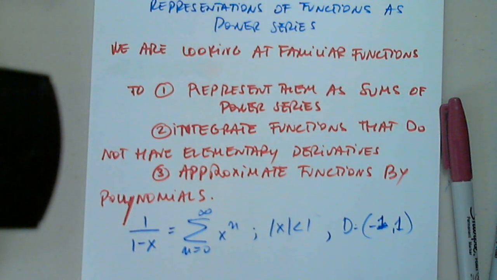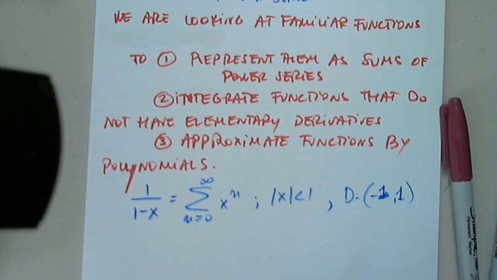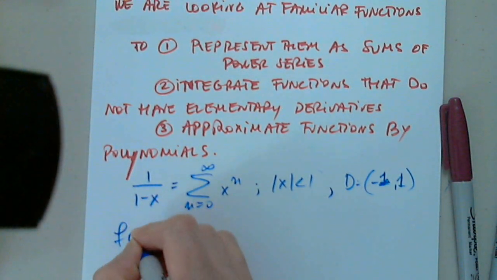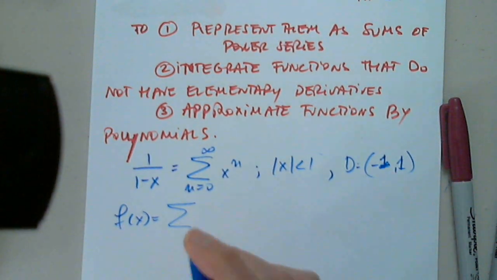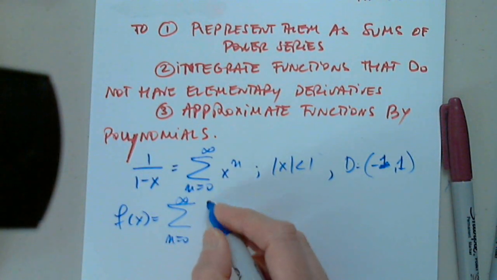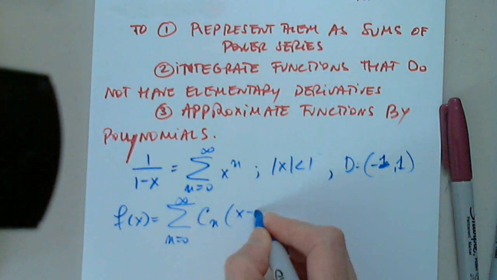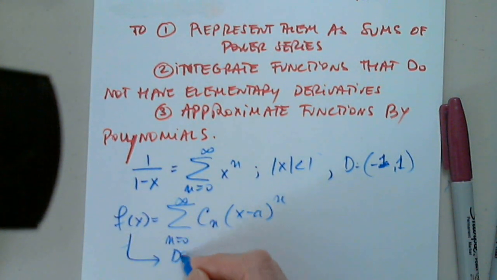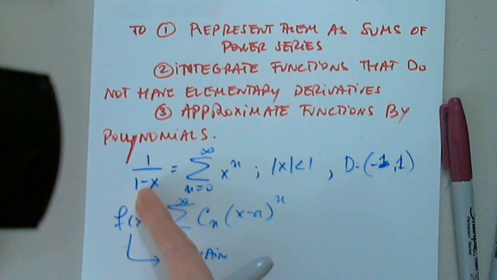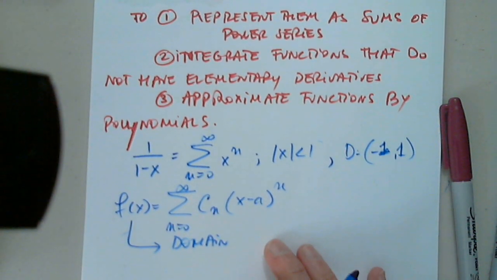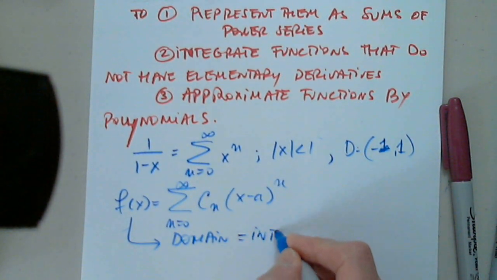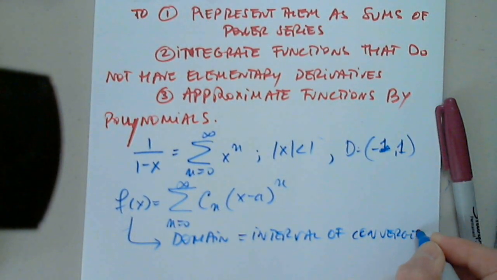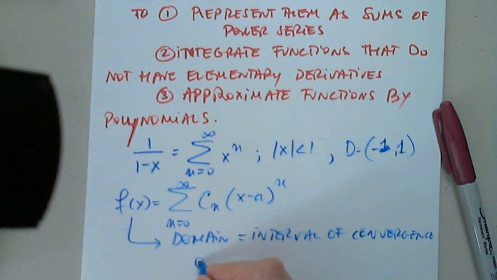Okay, so now our next step would be to go back to power series again. So we have the sum from n equals 0 to infinity of coefficients Cn times x minus a to the nth power. And of course, the domain of this function, like before, like for this one, the domain is the interval of convergence of the series.